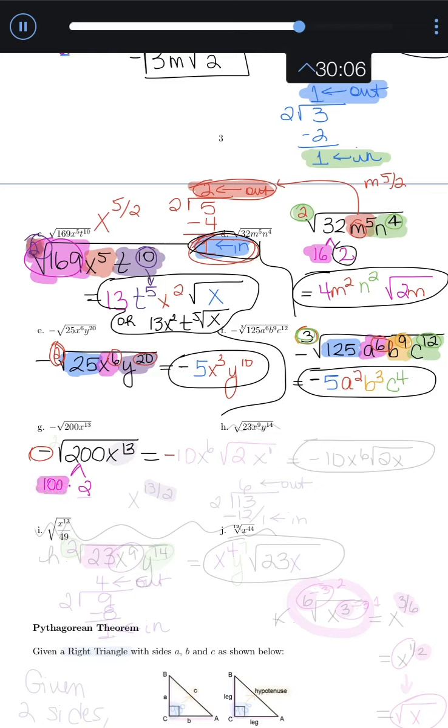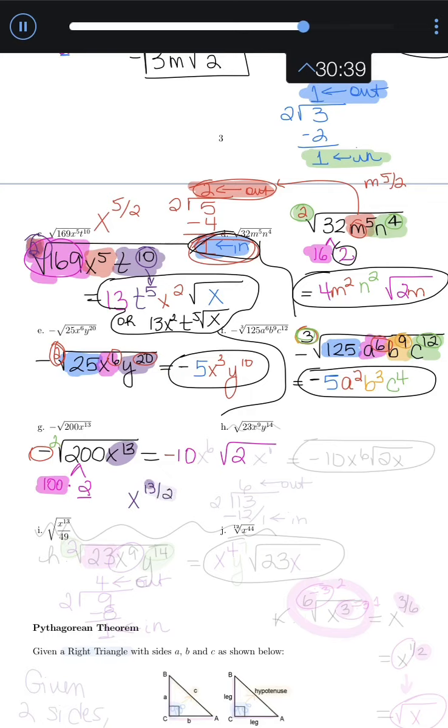We can take the square root of 100. It'll come out as a 10. The 2 we cannot take the square root of, so that will stay inside the square root. The problematic part is going to be this x to the 13th. Again, it's a square root, so there is a 2 on the outside of that root. So that means we've got an x to the 13 over 2.